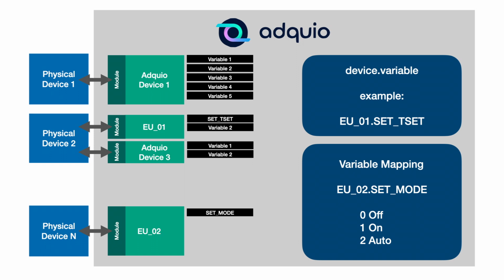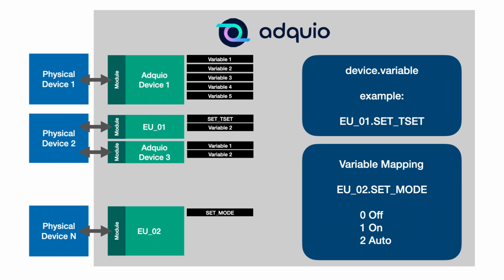So, once we know that within Adquio, the devices do not have to match with the physical devices outside, we will see that each device has a set of variables. In this case, in the example of device 1, we have the variable from 1 to 5, and, as an example, in device 2, since we have a physical variable, device 2 would be the UE_01 of evaporator unit 01. For some types of variables, for example, the modes in the example below, are seen by the evaporator unit 02, UE02 with the variable set mode.